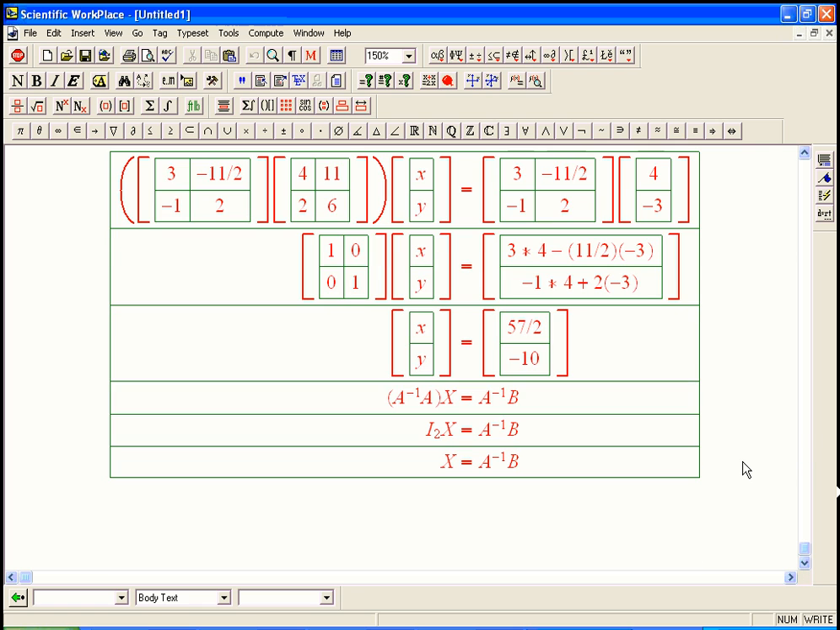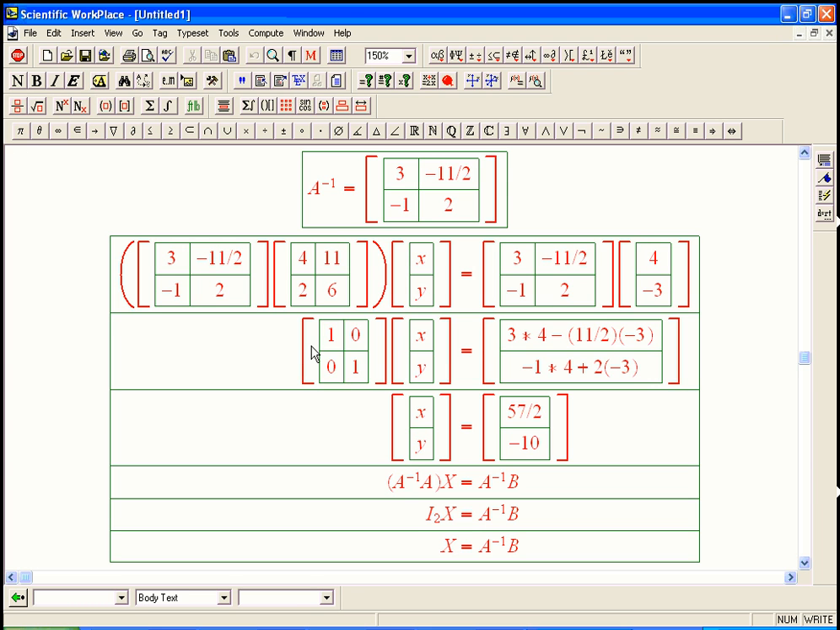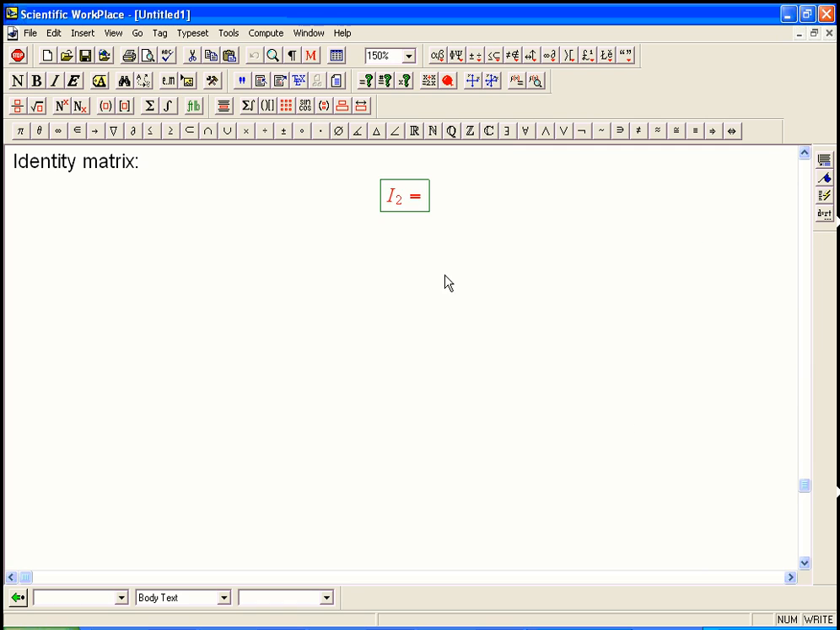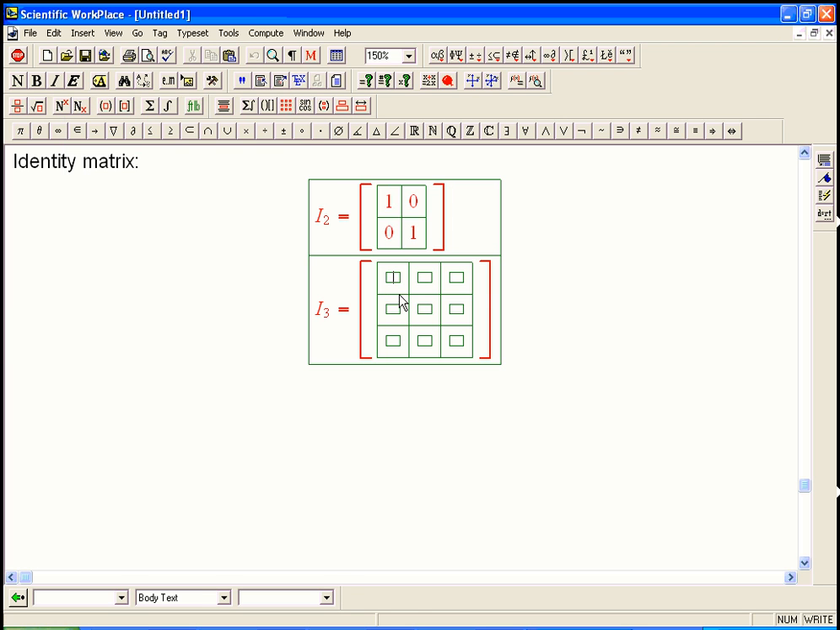So the summary is that an identity matrix like I2 is this guy. 1's on what's called the main diagonal, 0's everywhere else. I3, that's very similar. 1, 1, 1, and 0's everywhere else.